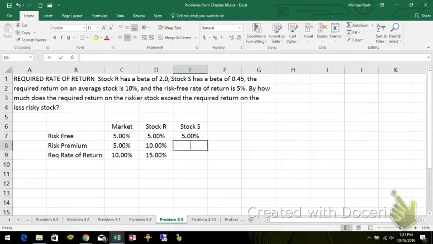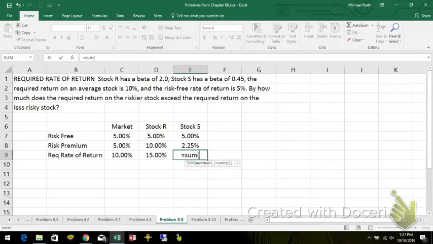Stock S's risk premium is 0.45 times the average. So its risk premium is 2.25%. Add those component pieces together.